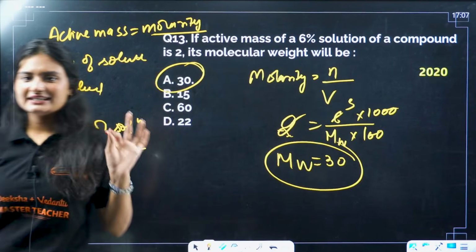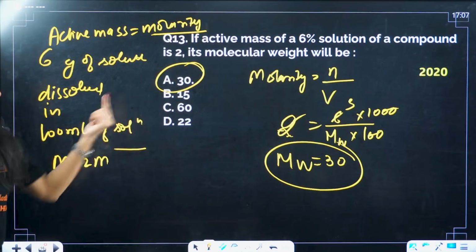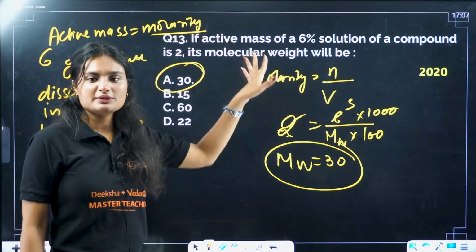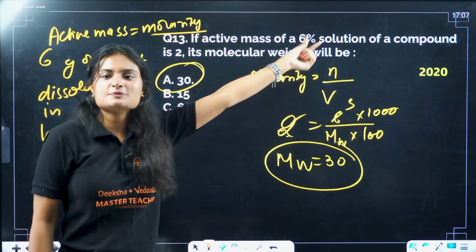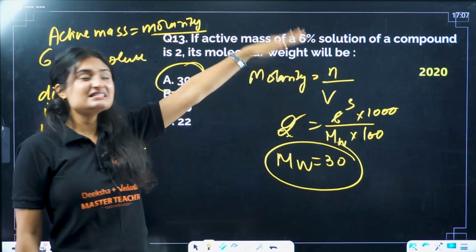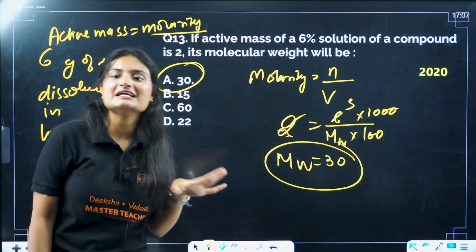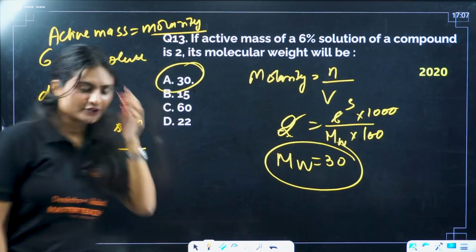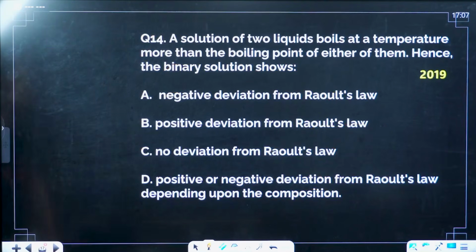Simple, easy, efficient. But you do need to know what is active mass. What do you mean by active mass? And when you're talking about 6% solution, if you're talking about molarity, then this 6% means 6 gram of solute dissolved in 100 ml of solution. Okay. Next question.